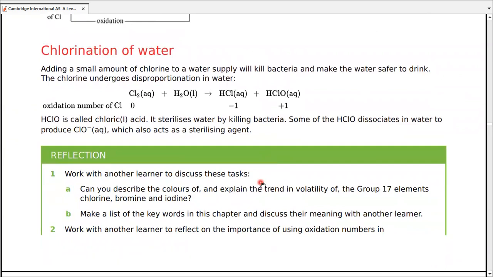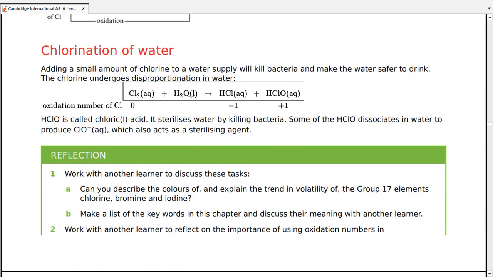Chlorination of water, the last point, is something we have studied back in IGCSE as a part of safety technique, also as a part of water purification. Adding a small amount of chlorine to a water supply, a huge amount of water of course, will kill bacteria and make the water safer to drink. So this is what happens in the reaction. Let me remind you, this reaction was present back in IGCSE chapter number 3. So I hope you understand the reaction already.